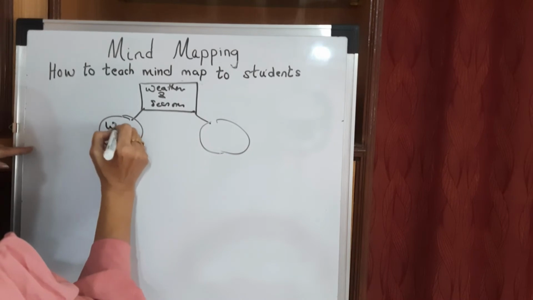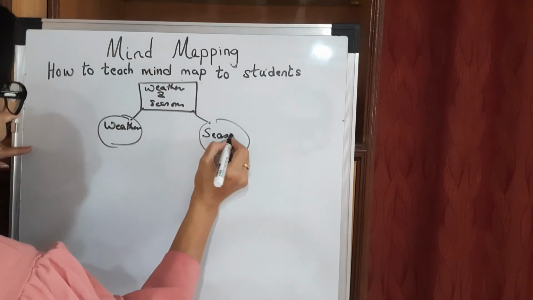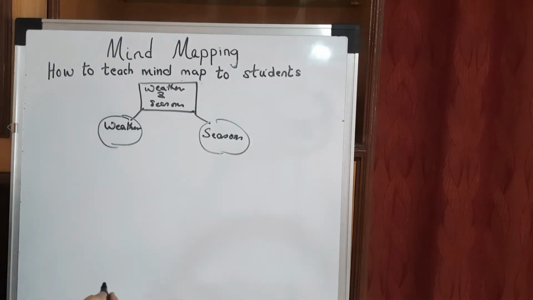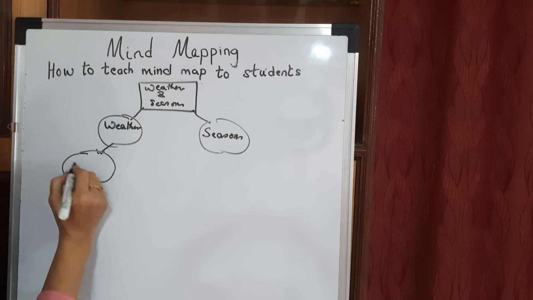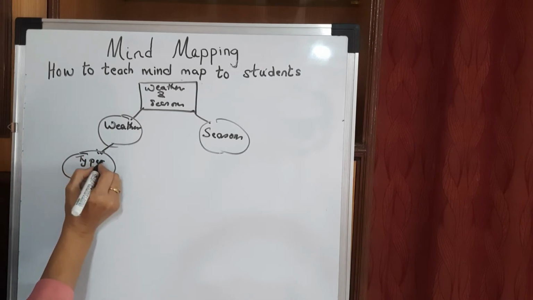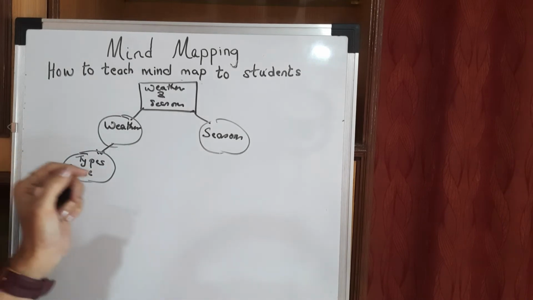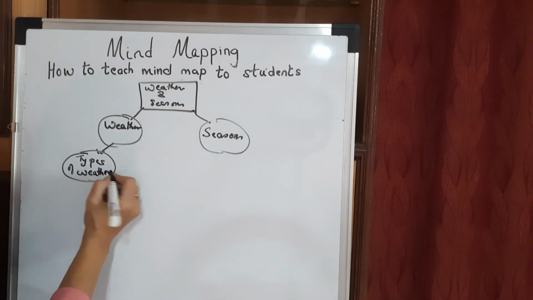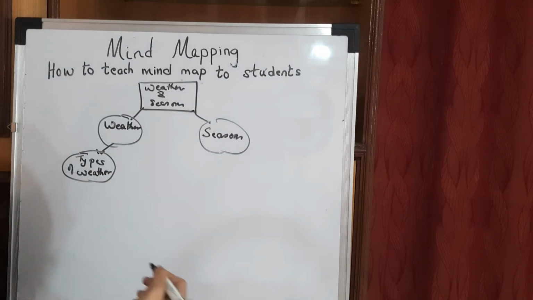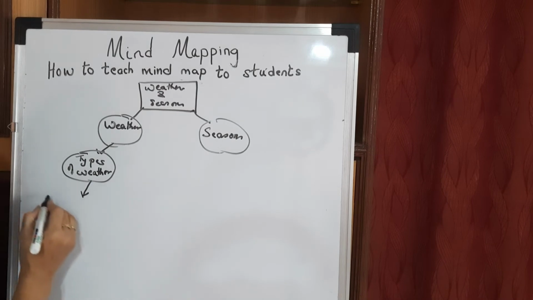One is weather and one is seasons. And in weather, what are the things they need to remember? What they have to learn is the types of weather. And then in types of weather, what are the things which they need to remember?